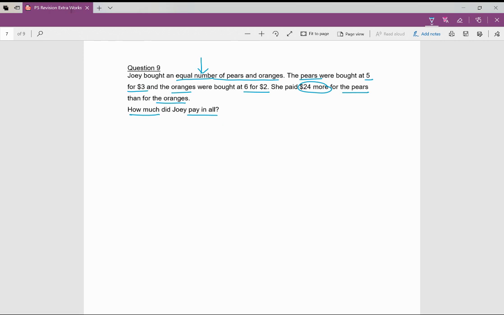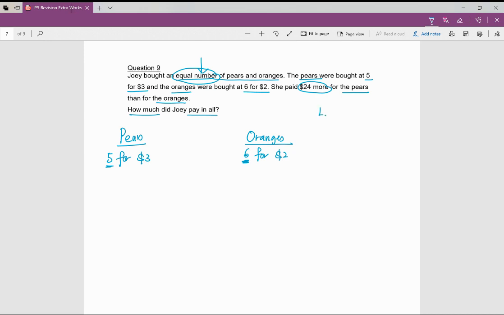We always write down the cost first in groups. So for the pears, it's 5 for $3. For oranges, it's 6 for $2. And since Joey bought an equal number of pears and oranges, I need to make my number of items, number of fruits the same.